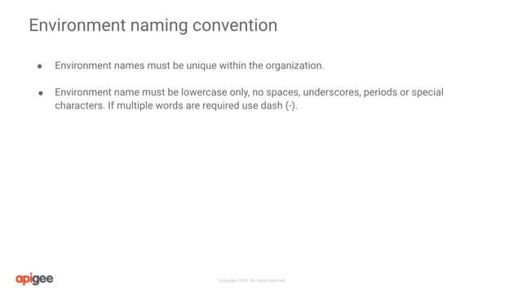When naming environments, the name must be unique within the organization. Names must be lowercase only and contain no special characters, spaces, periods, or underscores. As with organizations, if multiple words are required, then they should be joined with a dash.